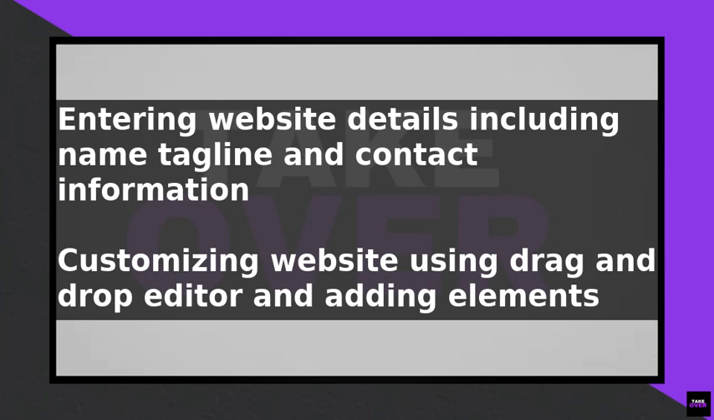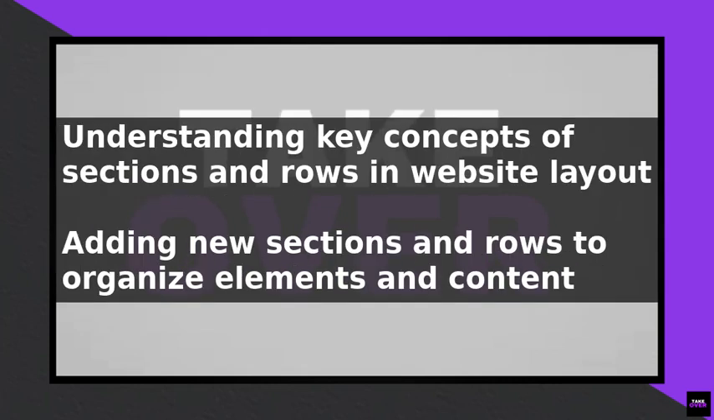One of the key concepts to understand when using GoDaddy Website Builder is the idea of sections and rows. Sections are the main areas of your website, such as the header, footer, and main content area. Rows are the horizontal divisions within a section, and can be used to add multiple elements side by side.